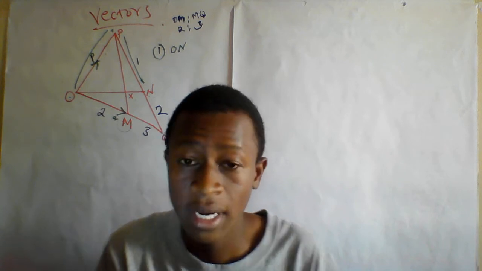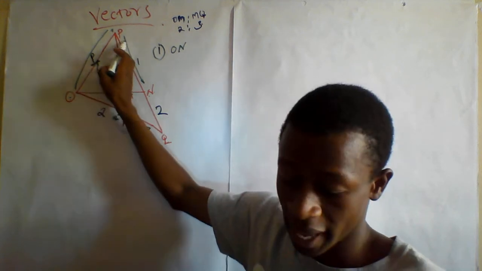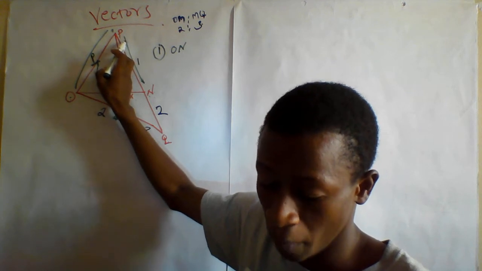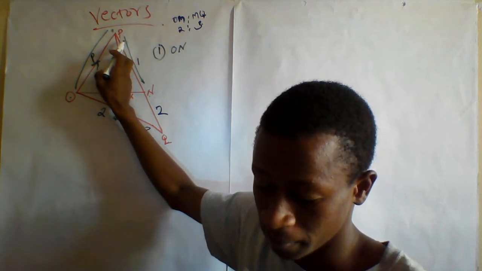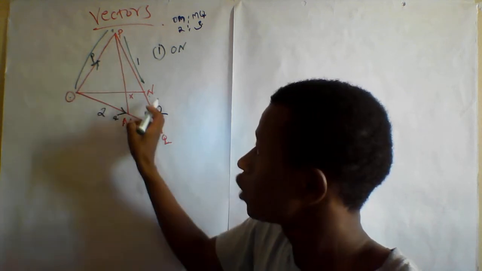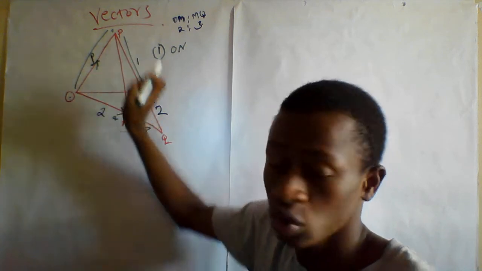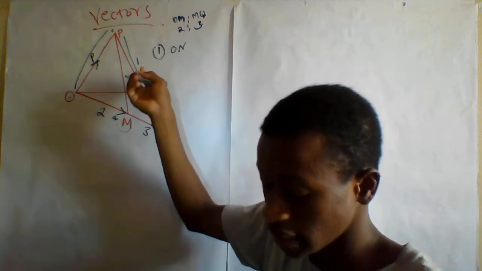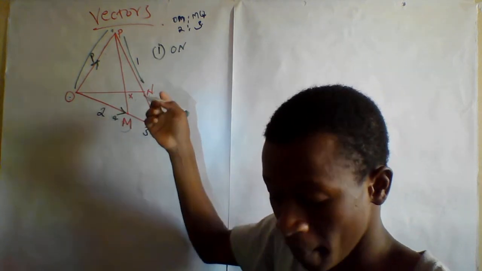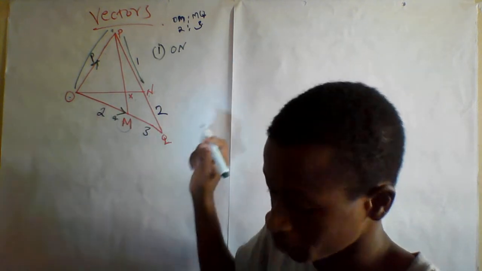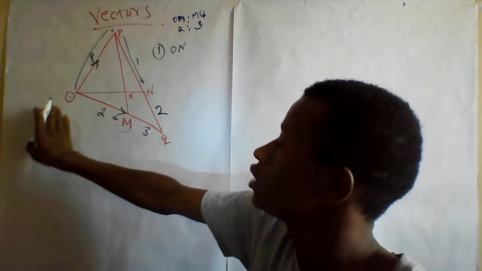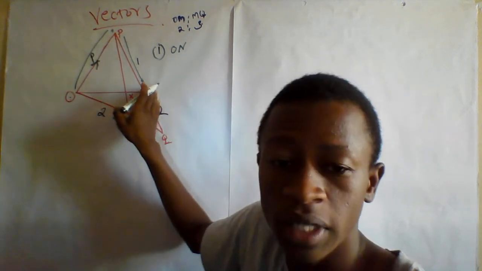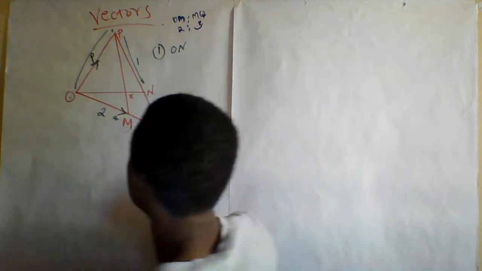Remember, here we were given Q. We have been told that QN to NP is given a ratio of 2:1. So sometimes don't confuse yourself. You can use the one for P or the one for Q. So let's just use this direction to come to the point N.